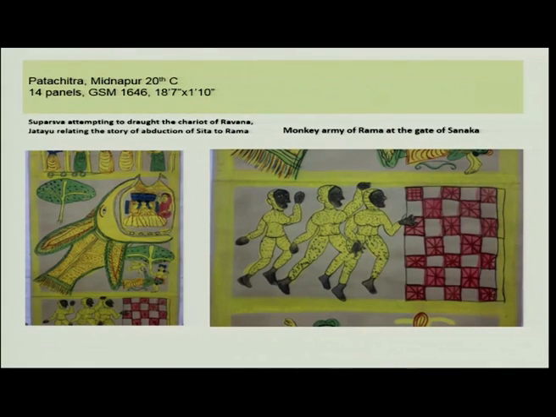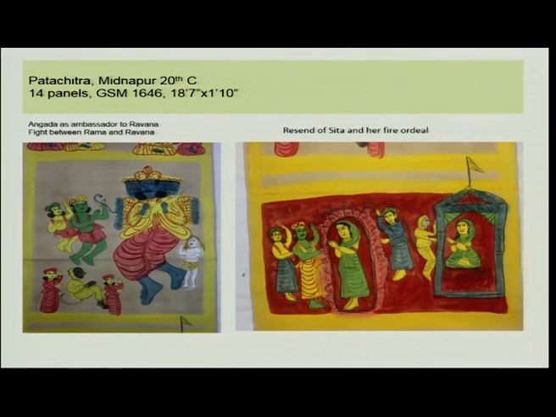Suparshva attempting to draw the chariot of Ravana, Jatayu relating the story of abduction of Sita to Rama. The monkey army of Rama at the gate of Lanka. Angada as ambassador to Ravana. Fight between Rama and Ravana. Return of Sita and her fire ordeal.